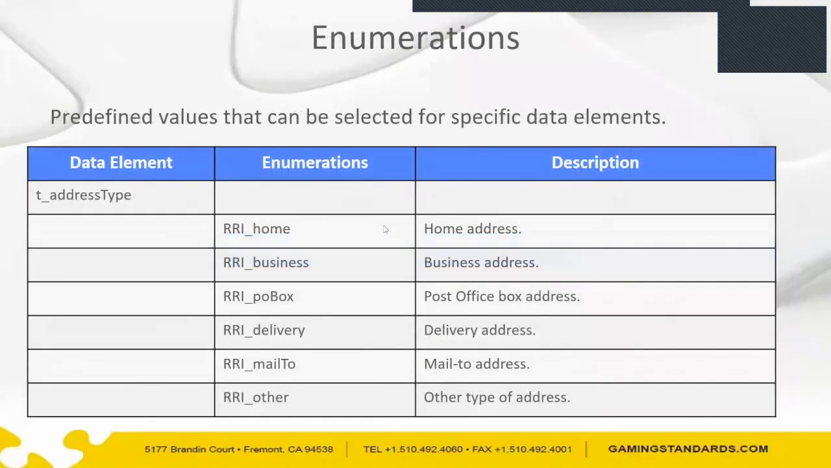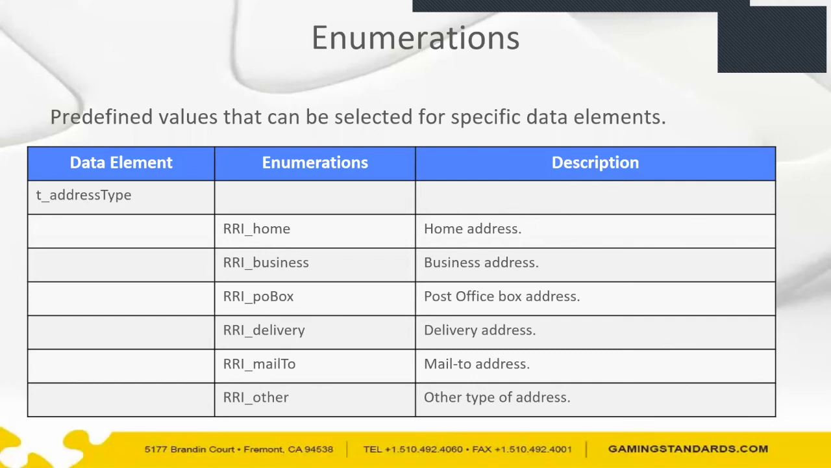And finally, let me talk a little bit about enumerations. And as I mentioned, enumerations are like the values you might find in a drop down list when you're dealing with a Windows based form, for example. In this case, the enumerations have to do with this data element called T address type. As I mentioned before, the values are home, business, and now, we expand them on PO box, delivery, mail to, and other. Notice that each of the enumerations start with a unique three-letter prefix, RRI.